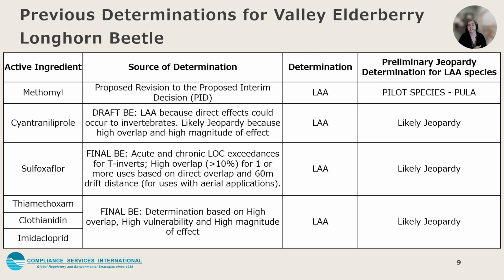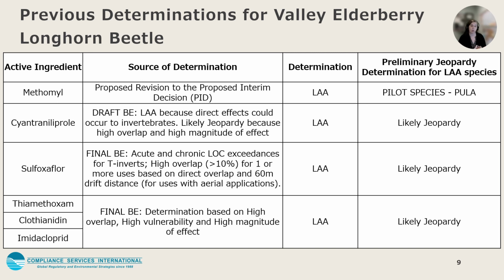When you look at recent determinations by EPA, both in methomyl and the proposed revision to the PID, as well as the draft BE for cyantraniliprole, and then the final BEs for sulfoxaflor, thiamethoxam, clothianidin, and imidacloprid, the valley elderberry longhorn beetle continues to come up as a likely to adversely affect and likely jeopardy species, and the AMP sequence reflects that for a general insecticide.